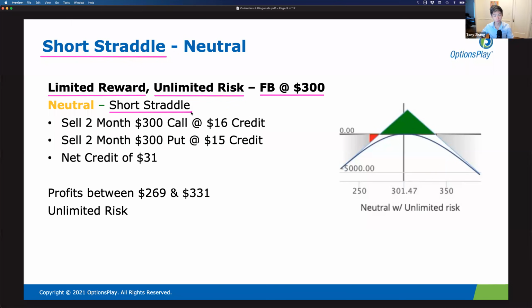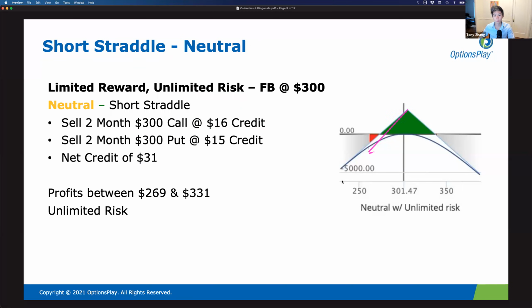I think it's fairly valued. It's made a big move, and I think it's going to consolidate for quite some time. So let's say, for example, I sell a 2-month $300 call for $16 and I sell a 2-month $300 put for $15. That collects a net credit of $31.